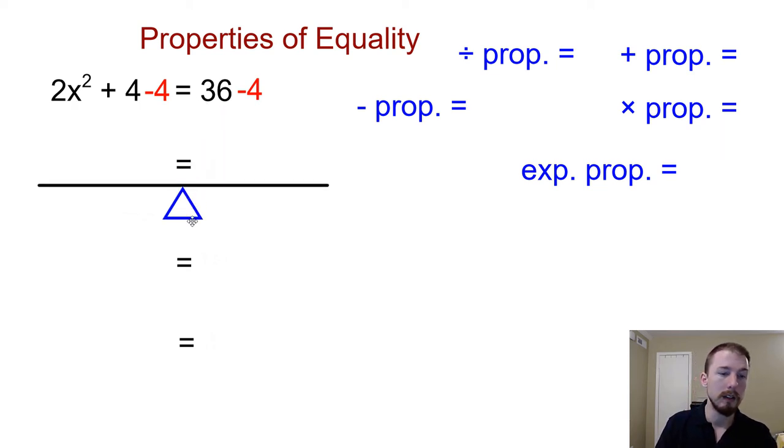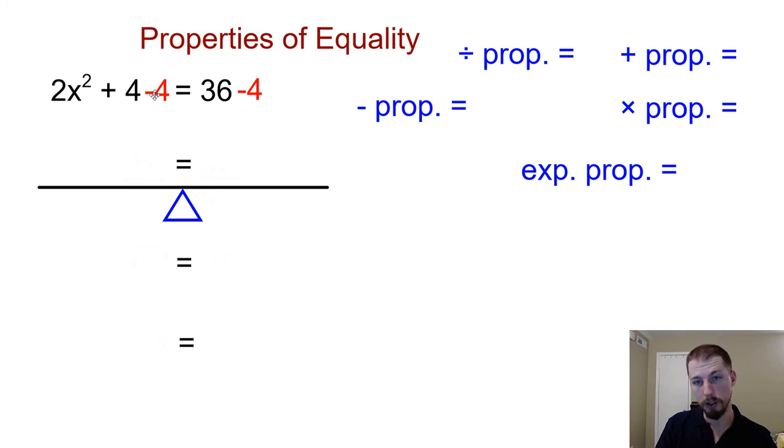So then these add up to their inverse operations of each other. So they add up to the additive identity of 0, leaving us with 2x squared is equal to 32.